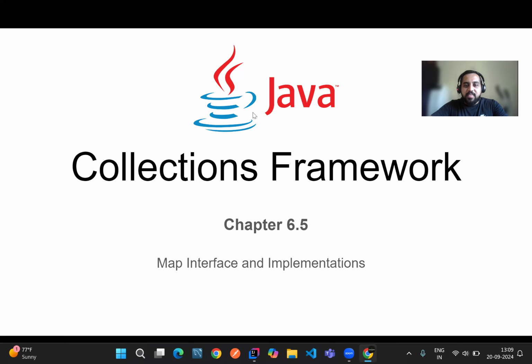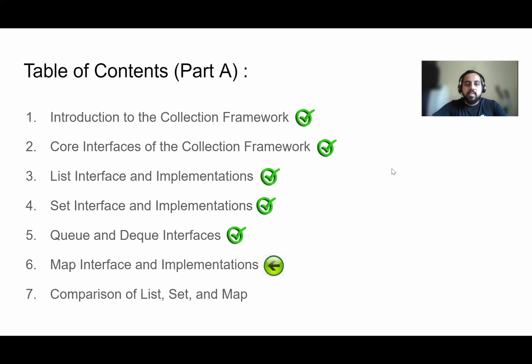Today we'll see Collection Framework Chapter 6.5, that is Map Interface and its implementations. So in our previous classes, we covered all of these concepts like list interface, set interface, and Queue and Deque interface. Today we'll see about map interface and its implementation.